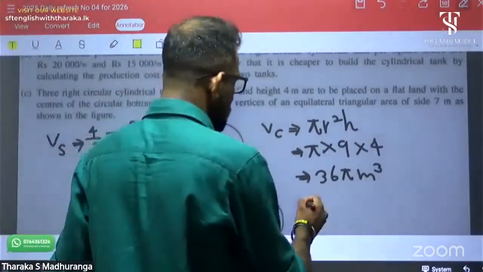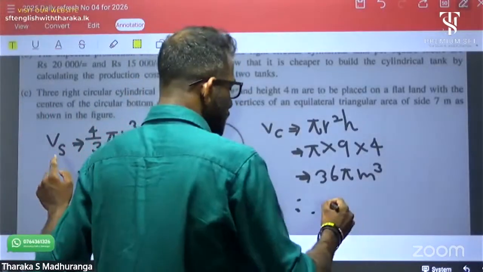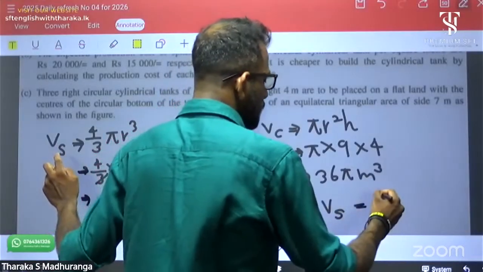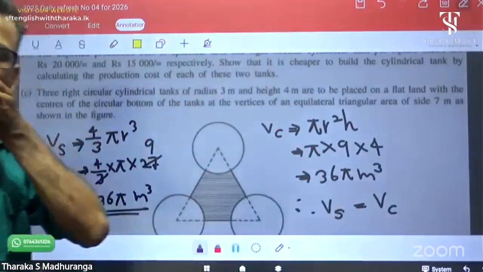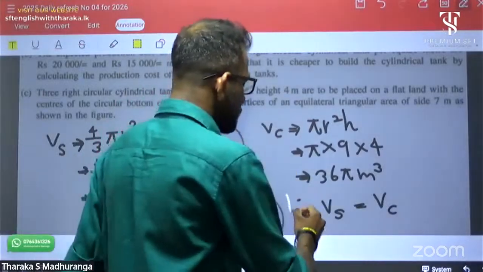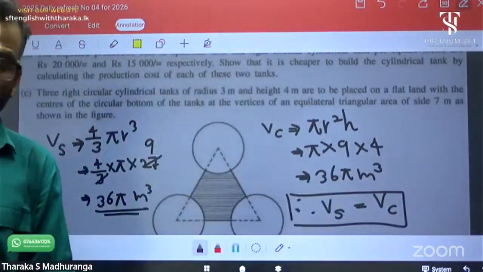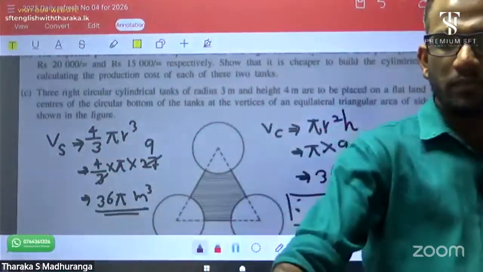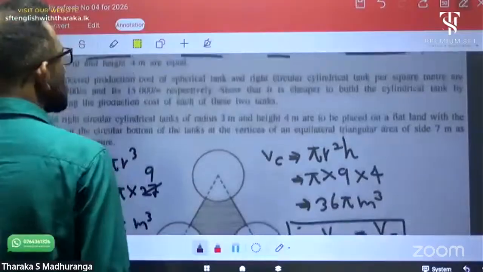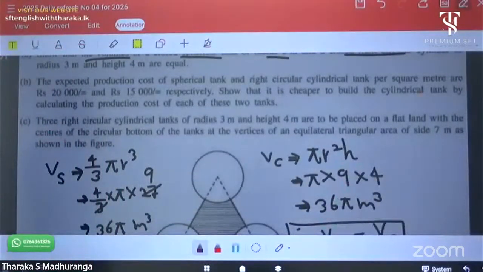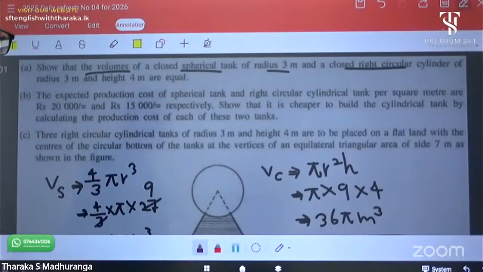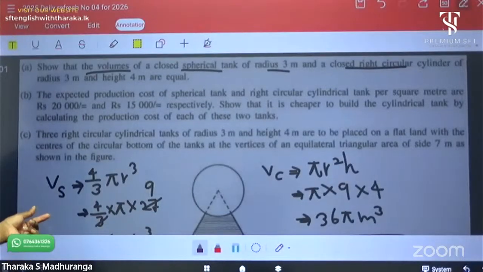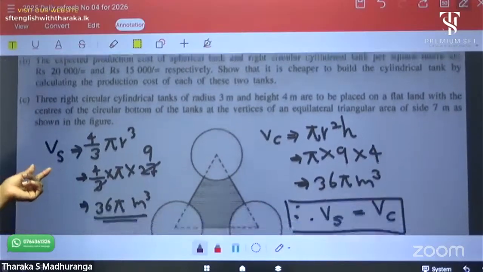Finally, you can say therefore the volume of the sphere is equal to the volume of the cylinder. Okay, that's the full answer for question number 1, part 1. Both answers are the same.